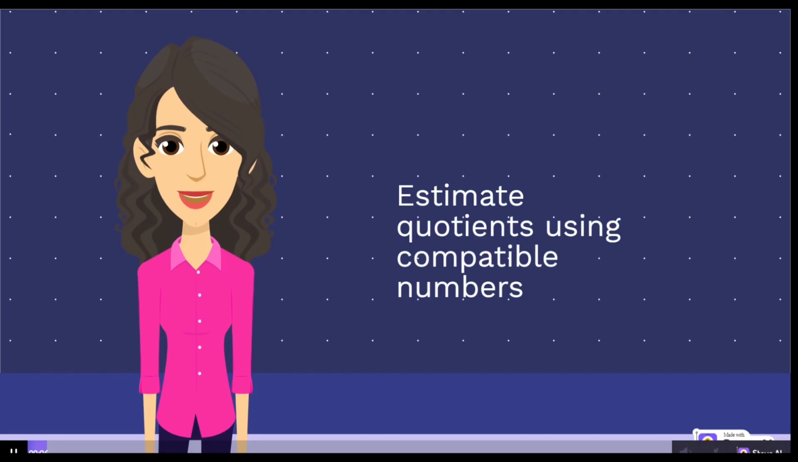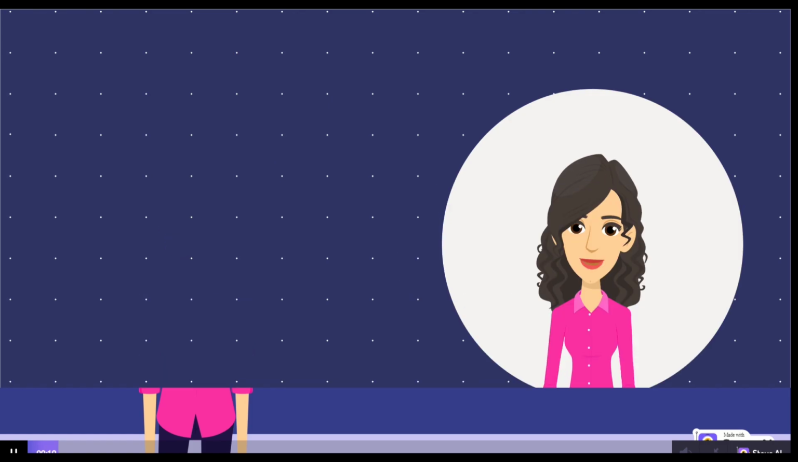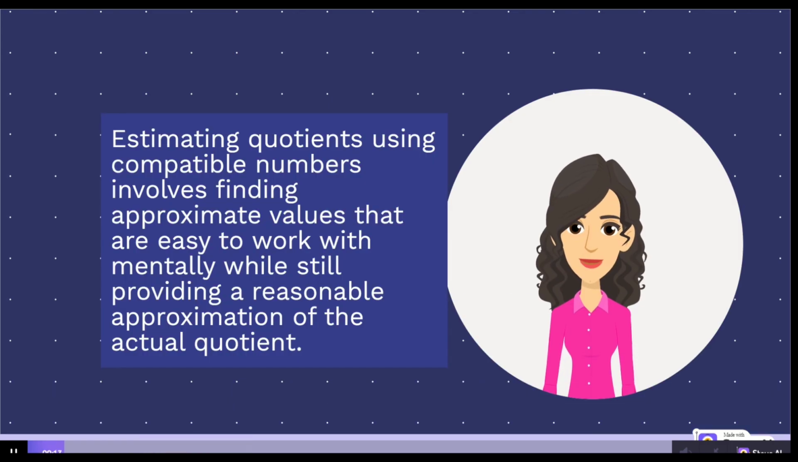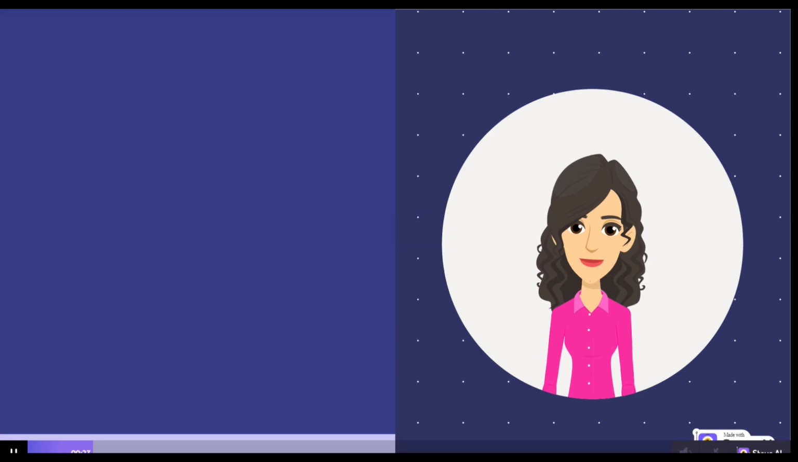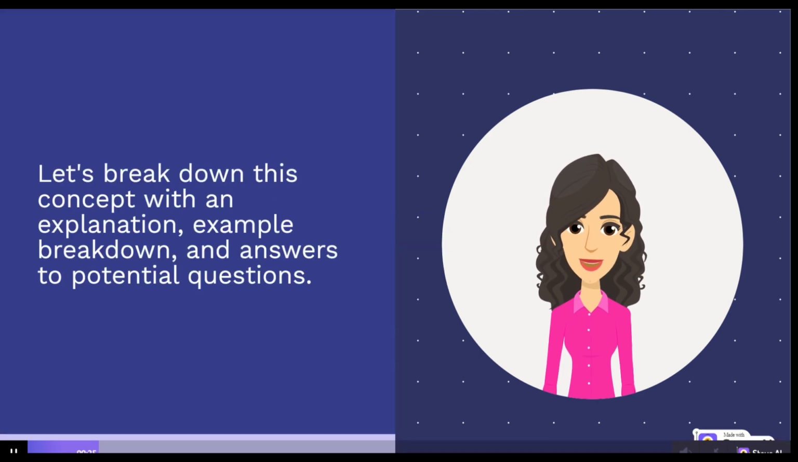Estimate quotients using compatible numbers. Estimating quotients using compatible numbers involves finding approximate values that are easy to work with mentally while still providing a reasonable approximation of the actual quotient. Let's break down this concept with an explanation, example breakdown, and answers to potential questions.